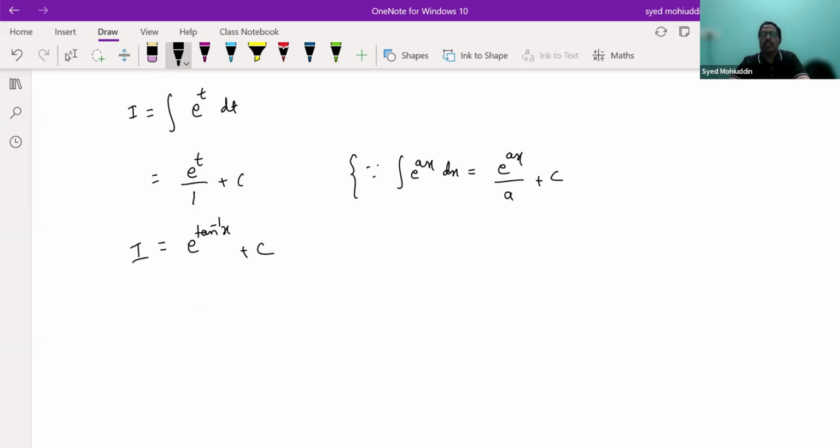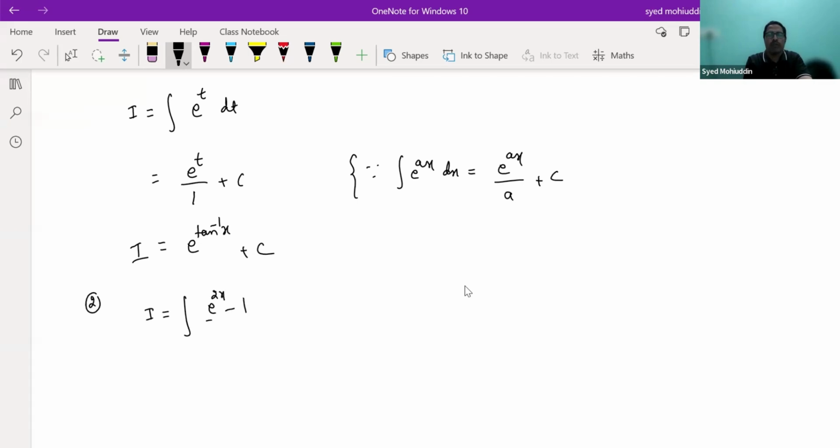The question that we have is the integral of (e power of 2x minus 1) divided by (e power of 2x plus 1) into dx. Now the question is whether the denominator has to be taken as t or the numerator has to be taken as t.